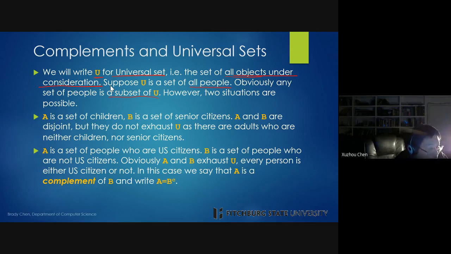we can say any set of students in computer science is a subset of the universal set, and the set of students in the English department is also a subset of U.